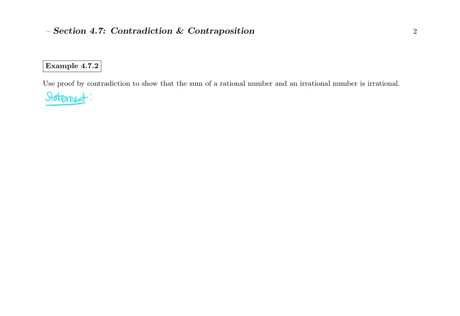Our statement says, for all m and n in the set of real numbers, if m is rational and n is irrational, then m plus n is irrational. Now we need to find our negation.